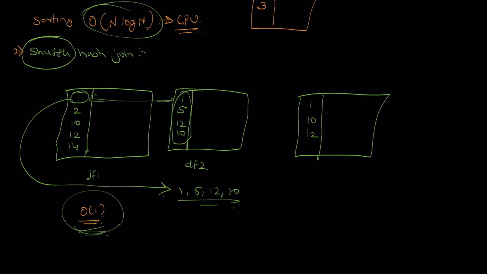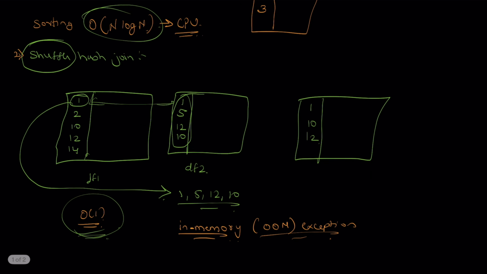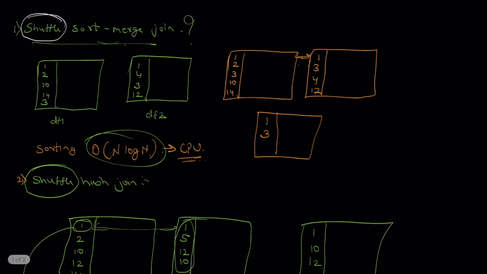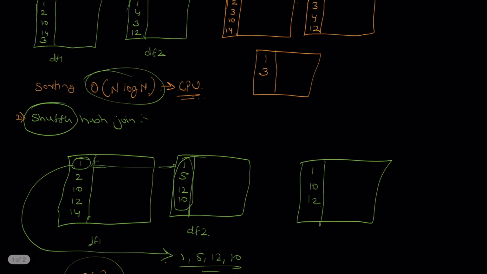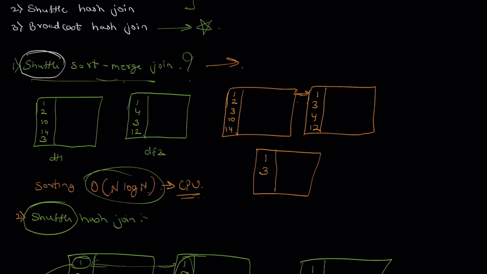So the drawback over here is that the hashing takes place in memory. And this is one of the major drawbacks, because if the hash is too big, we can get an out of memory exception. And due to this, our whole pipeline can fail. And due to this reason, we use shuffle sort merge join or shuffle hash join when and where required. By default in Spark, it does the shuffle sort merge join.